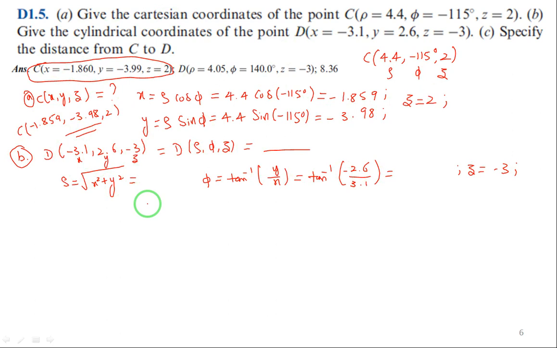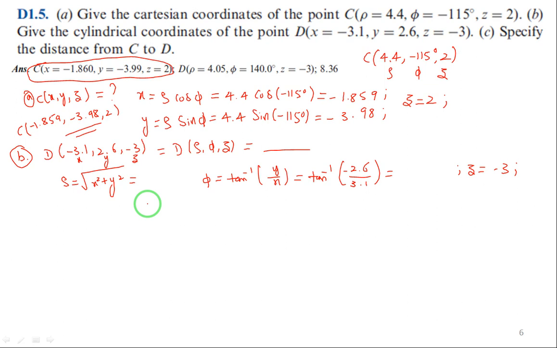So first calculate rho. Under root of x square plus y square. So under root of x square means here minus 1.859, 1.859 square plus y square, 2.6 square. So 3.19 I am getting. But here they have given the answer as 4.05. Maybe it may be wrong. Sir, x is equal to minus 3.1 also. Yes, sorry, I have taken 1.859. I was seeing the earlier point, the previous point. Yes, you have corrected me.